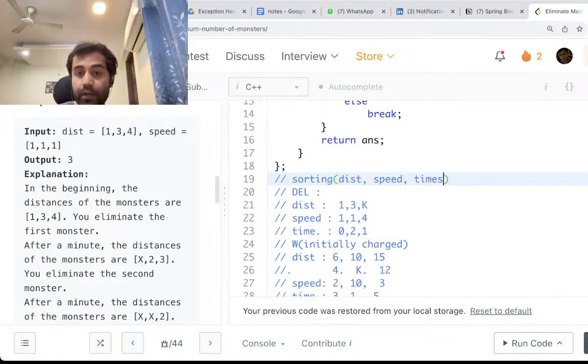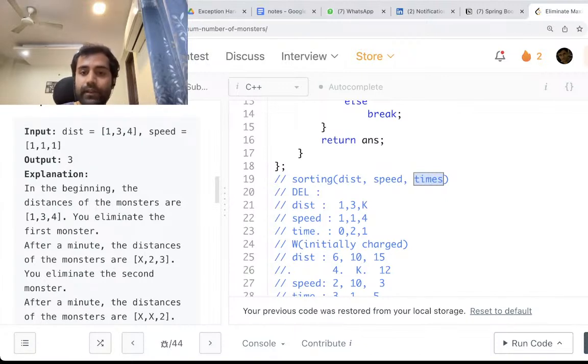You'd want to sort your time array, because to start with you want to kill the monster whose time is smallest, and then the next, and then the next, and then the next. This is how you want to go ahead. Okay, there is one more thing.